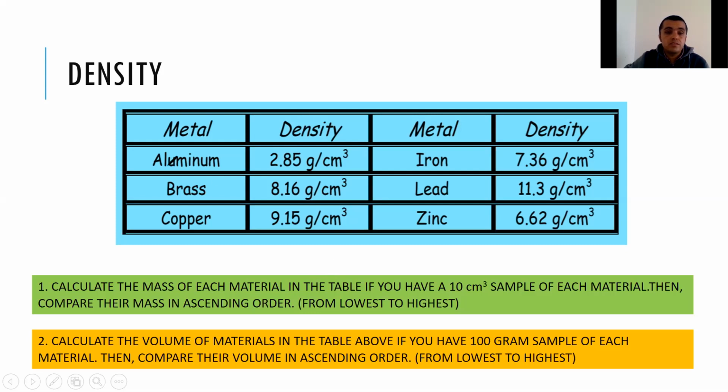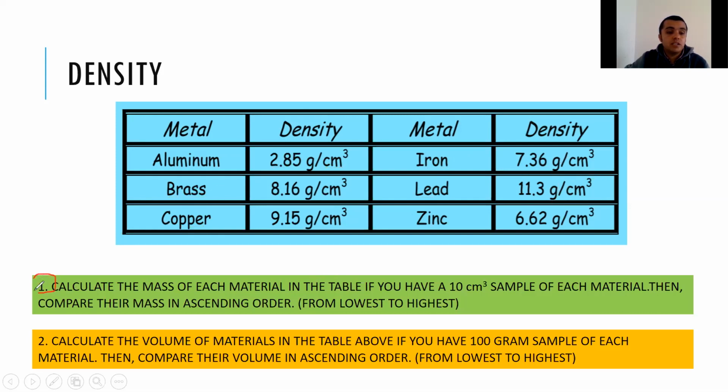The densities of aluminum are given, which means 1 centimeter cube of aluminum is 2.85 grams. Brass is a mixture of different metals, and then we have copper, iron, lead, and zinc. If you take 1 centimeter cube of lead, it is 11.3 grams if you put it on a scale.